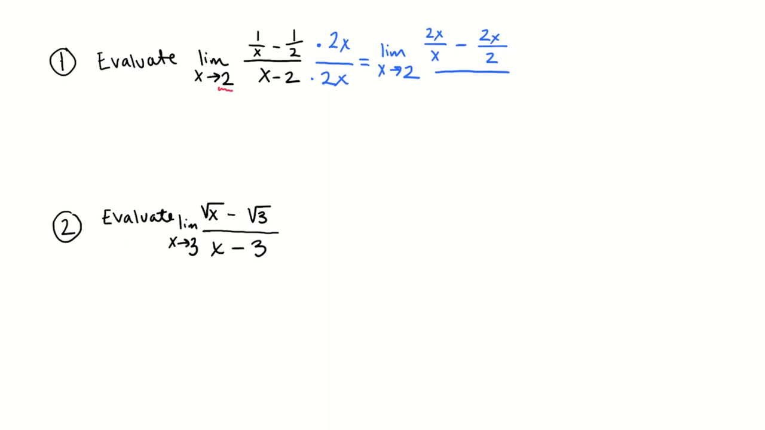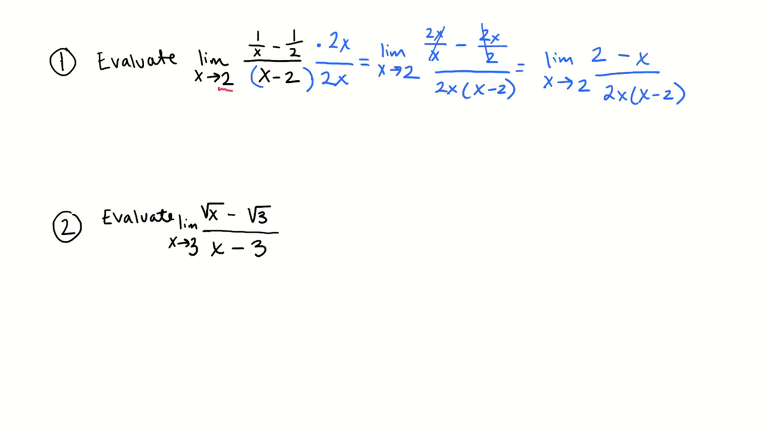over 2x times x minus 2. The denominator, I'm just going to rewrite it multiplied and not distribute yet. Then we get the limit as x goes to 2. 2x over x is 2 minus 2 over 2 cancels, so we get 2 minus x on the top. And then 2x times x minus 2.